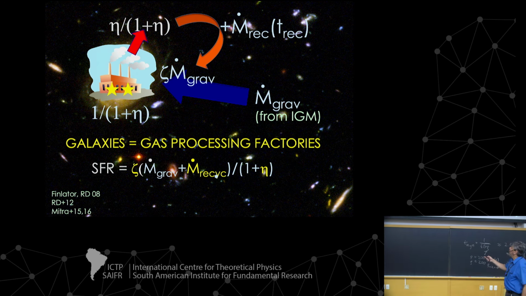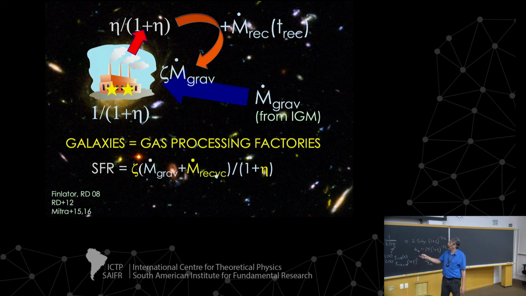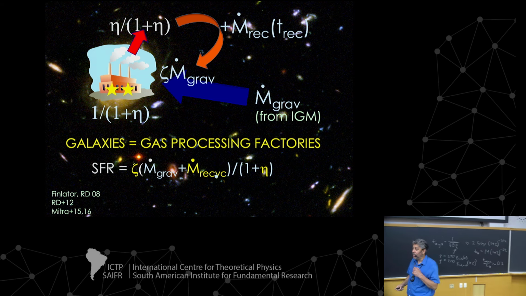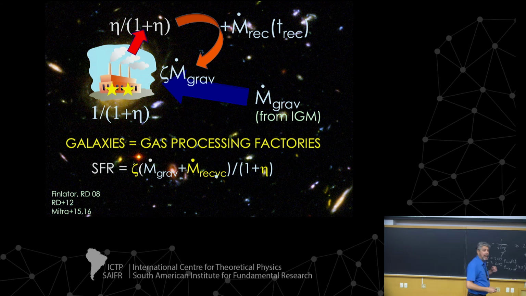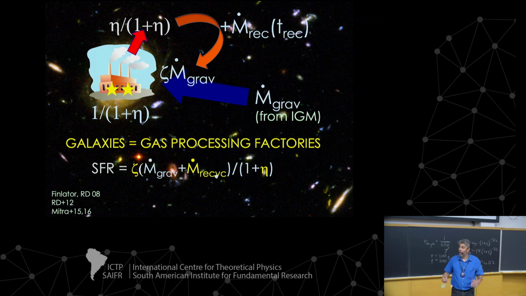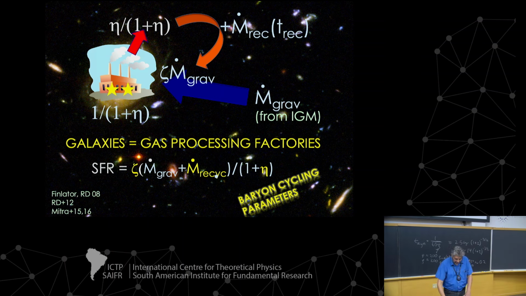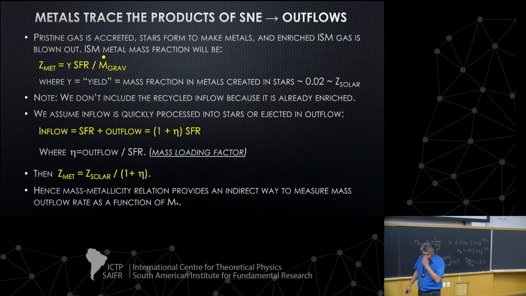And you have three parameters associated with this model. This zeta, maybe something like the recycling time, some way to parameterize this, and this eta, which is the mass loading factor. So that's actually relatively simple. It actually captures a lot of what's going on in simulation, which I'll show you in a minute. We call these baryon cycling parameters.